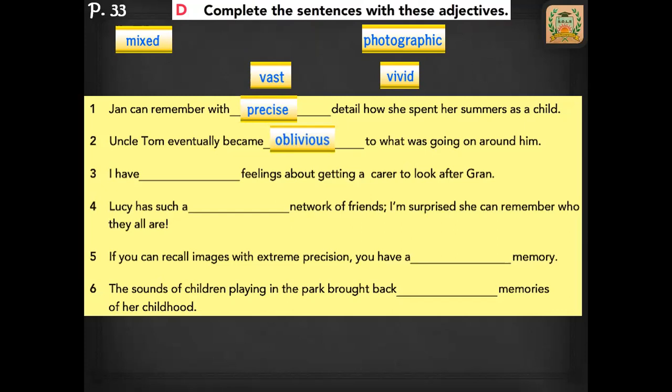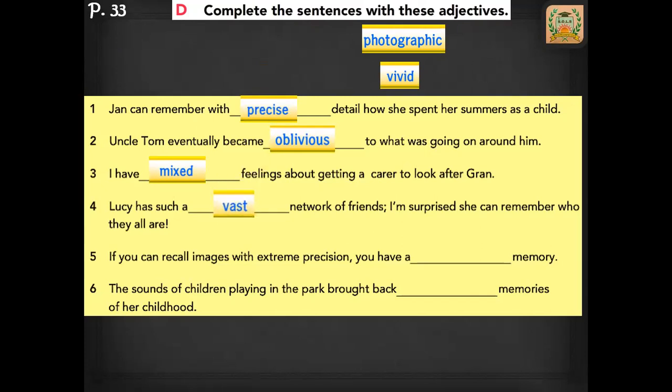Number 3, I have feelings about getting a carer to look after Gran. Carer means nurse, somebody to take care of another person. Where feelings, sure, it is mixed feelings. Lucy has such a network of friends. I am surprised she can remember who they all are. She has a lot of friends. How can we say that? Lucy has such a vast network of friends.